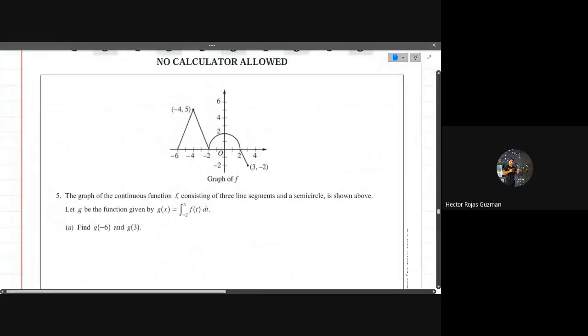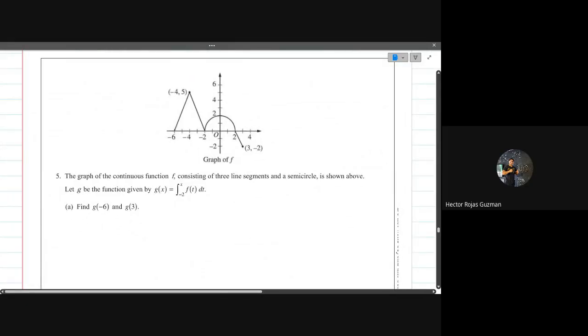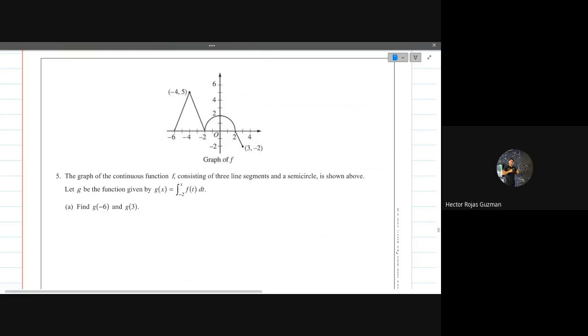Okay, number 5. Let's see, what do we got? We got the graph of f. We have a function g that deals with an integral, and we're supposed to find g of negative 6 and g of 3. Just go ahead and plug it into your formula. G of negative 6 is the integral from negative 2 to negative 6 of f of t dt.